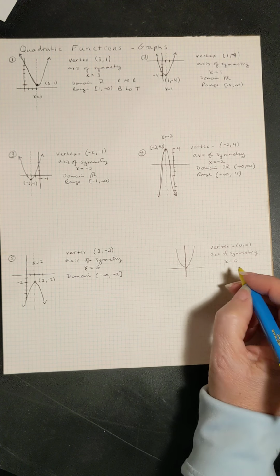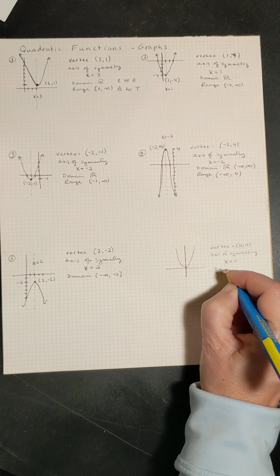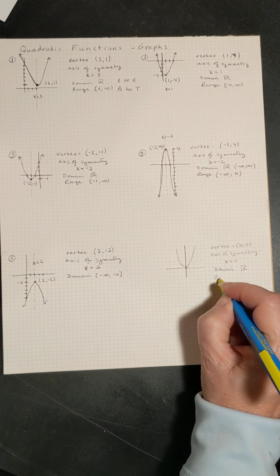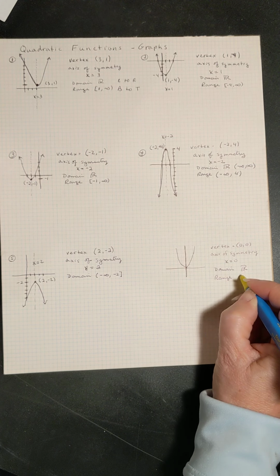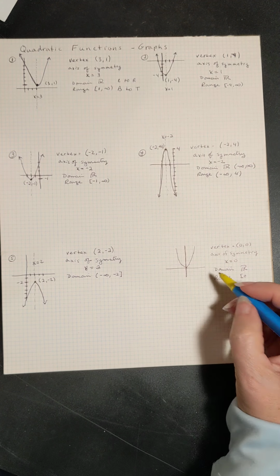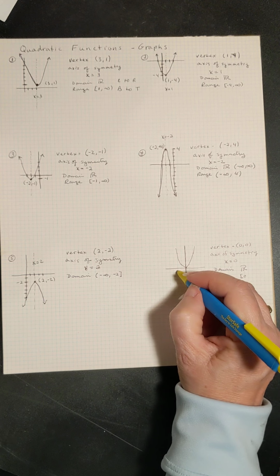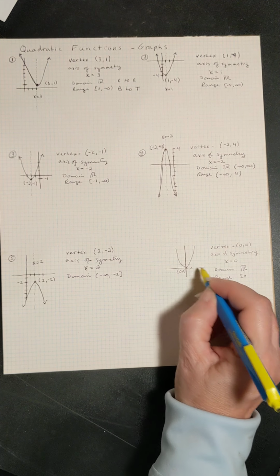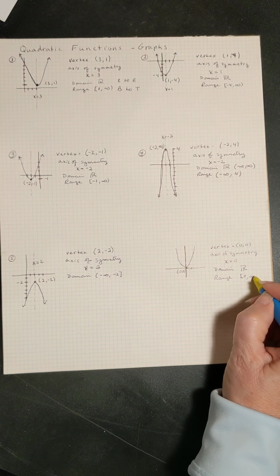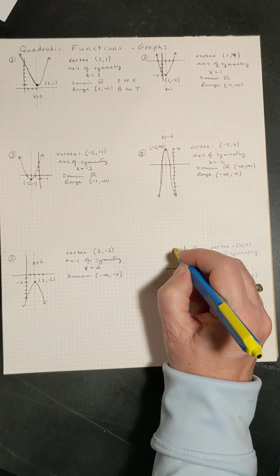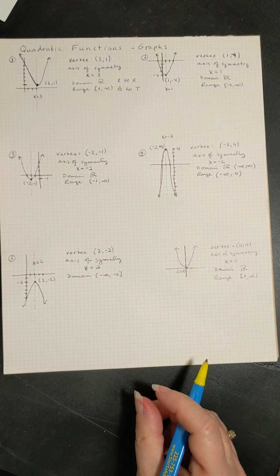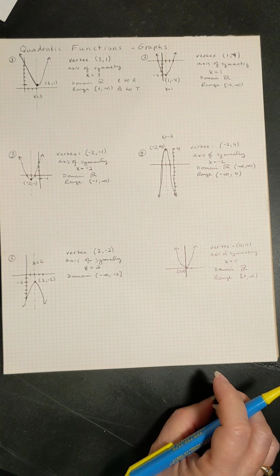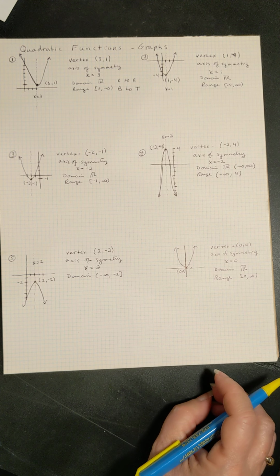Now, this one's our parent graph, and we already looked at the domain and range on this one. The domain, all real numbers, and the range is from, again, nothing down here until I get to this point 0, 0, and my y-coordinate is 0. So it's 0 to infinity because both of the arrows go up. All right? So that's how you do domain and range on your graph.